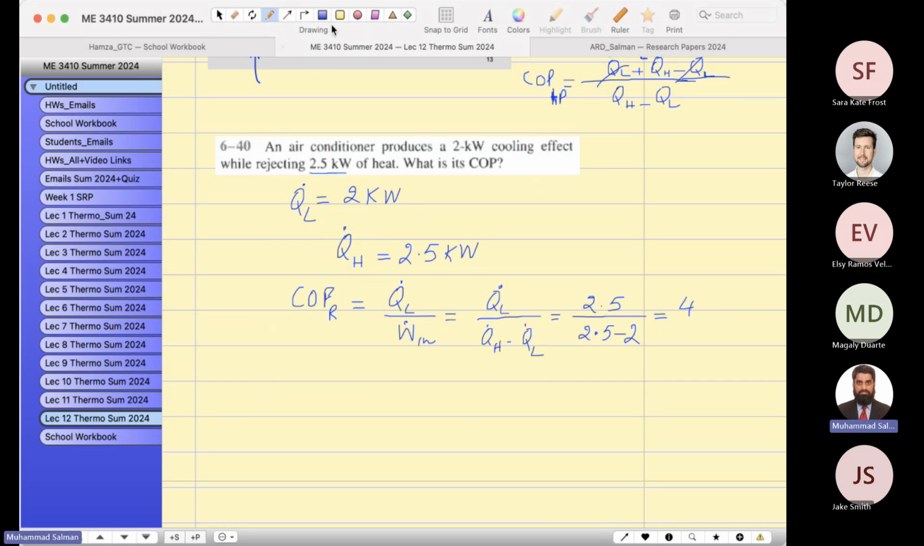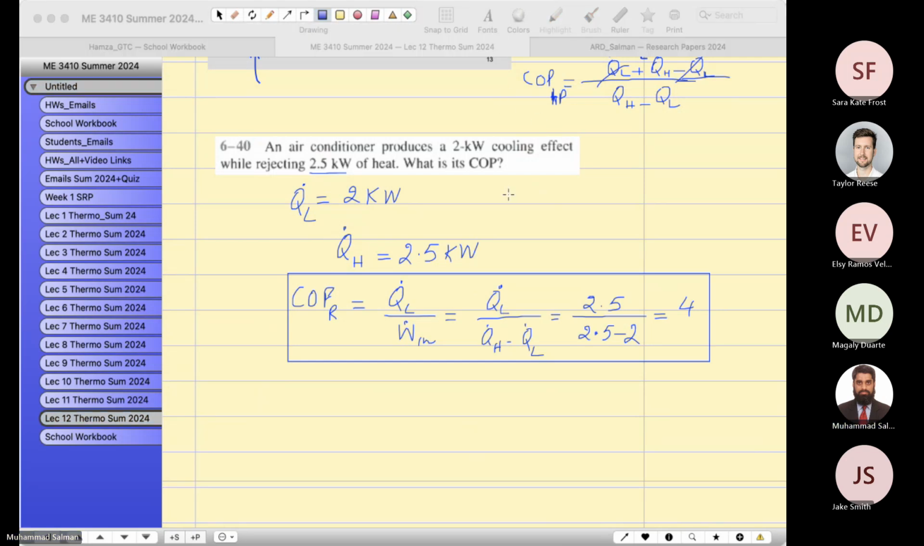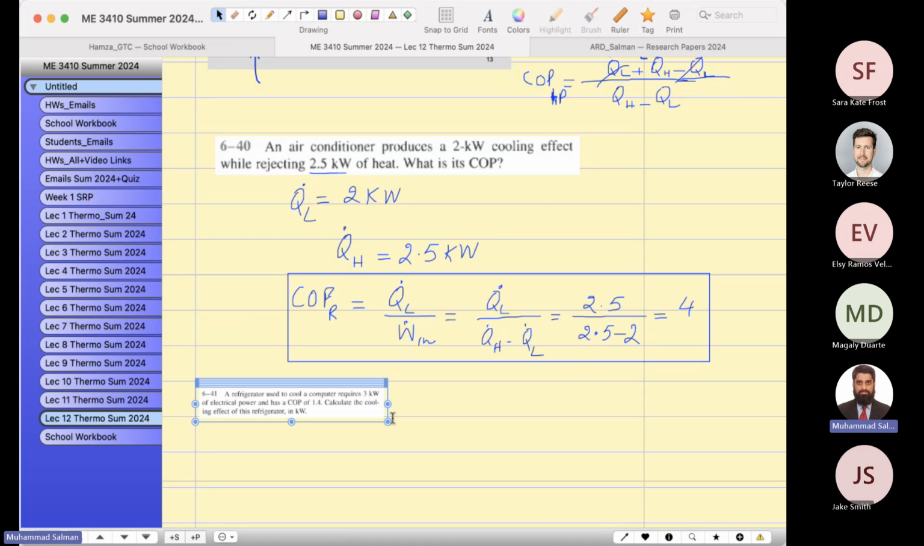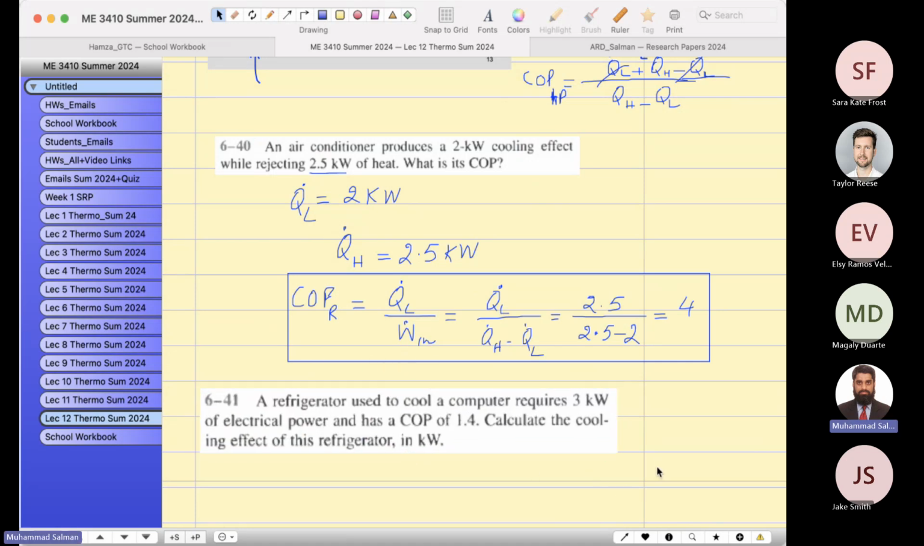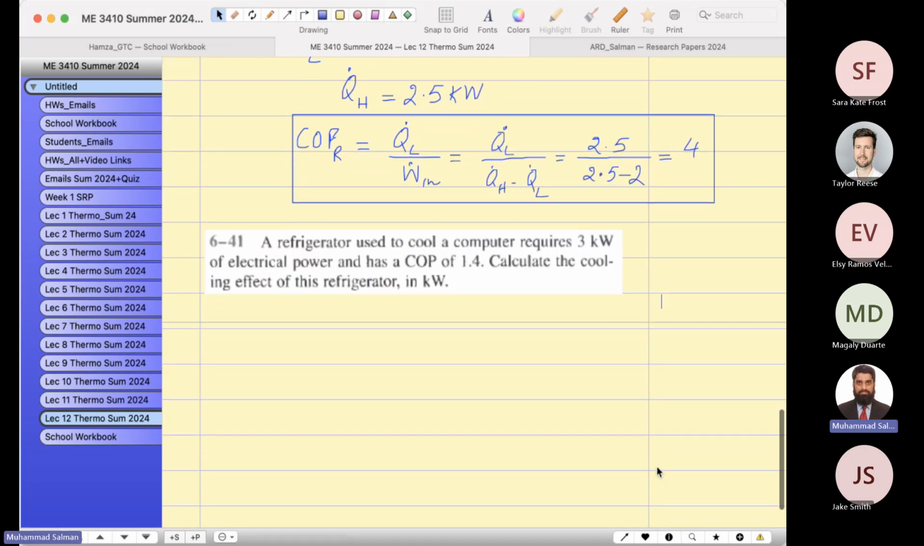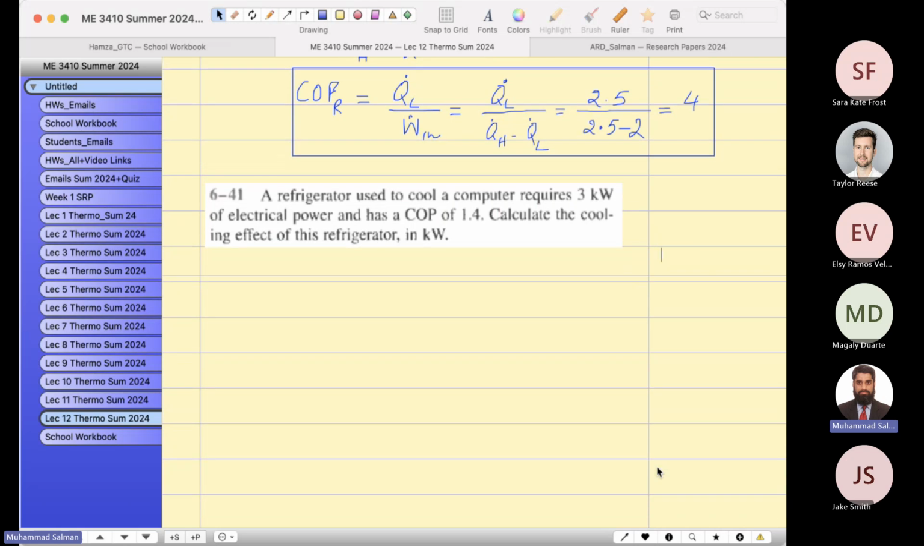Do you guys understand this question? Please type in yes if you understood this problem. Okay, let us begin the next question. I see Sarah, Magali, Taylor, and Elsie. They have understood. So let's do the next problem.